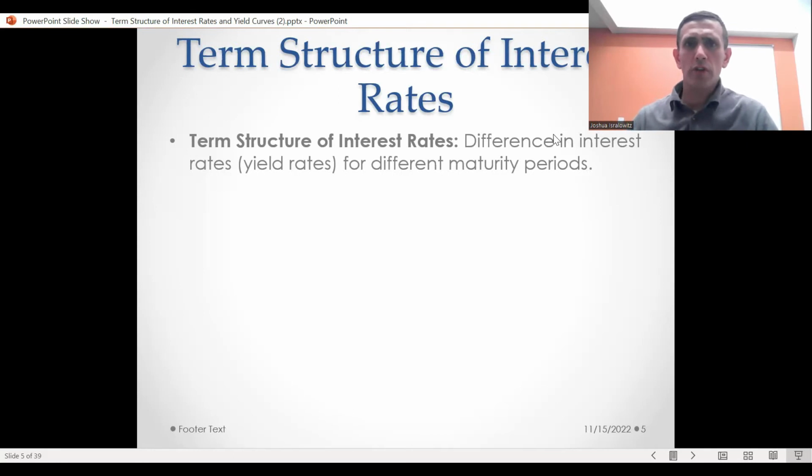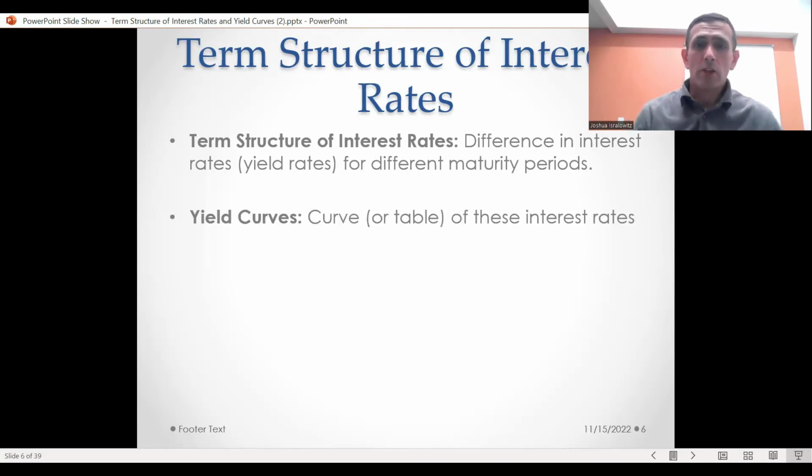The term structure of interest rates in general is a difference in interest rates for different maturity periods, meaning you have money invested for different amounts of time. That's what we mean by different maturity periods. When you buy a 30-year bond, you have money locked in for 30 years. You don't get your face value back for 30 years, versus 2 years, where you get your face value back in 2 years. You do get your coupons every 6 months regardless, but anyway.